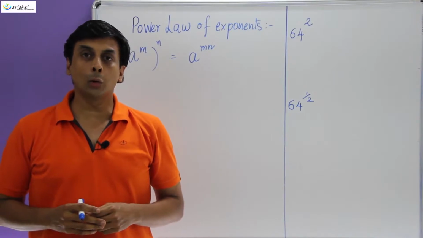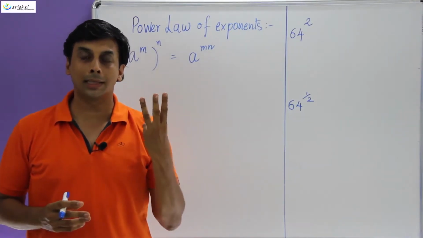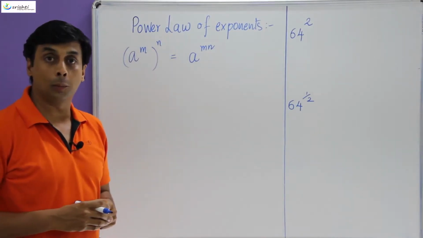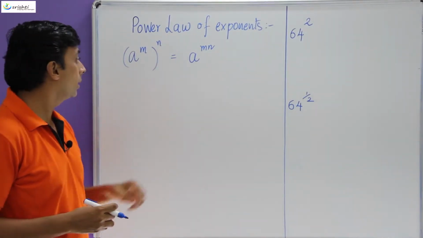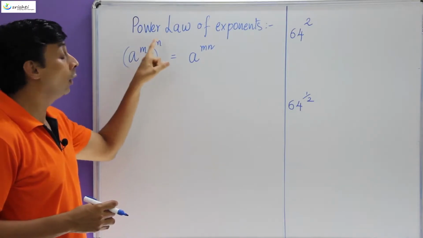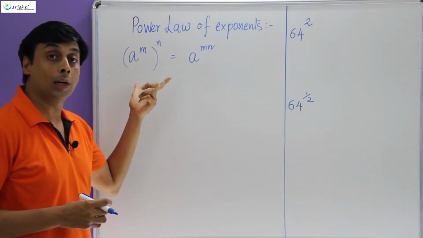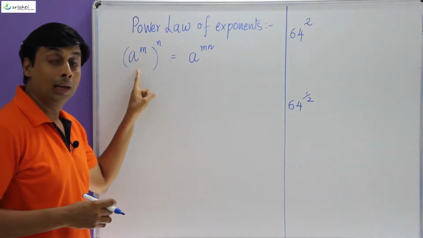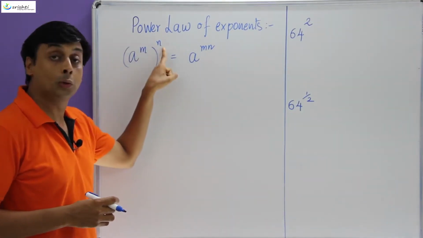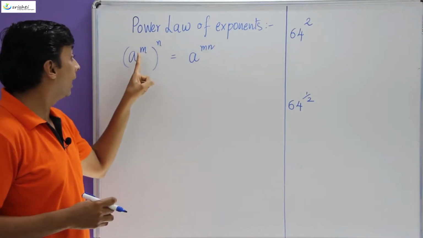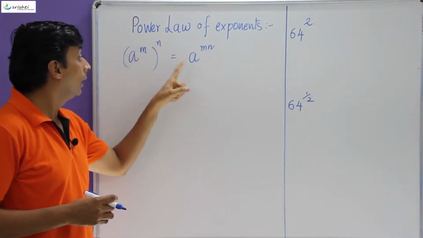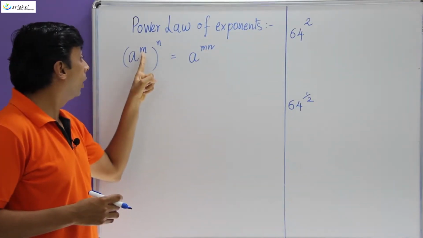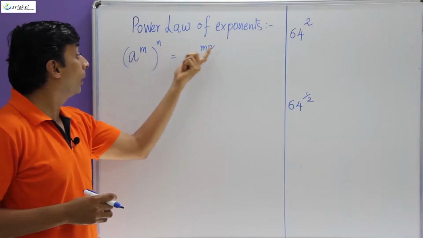So to understand how to deal with fractional powers, we need to understand three things first. The first thing that we need to understand is the power law of exponents. What the power law says is (a^m)^n. Do you notice what's happening here? You're first finding the mth power of a, and that answer is being raised to the power of n. So (a^m)^n is a^(m×n). Basically, if you're finding a power of a power, you can multiply the two powers.